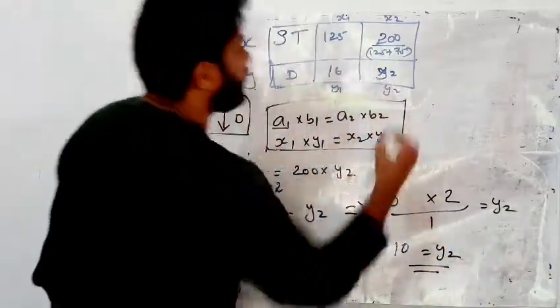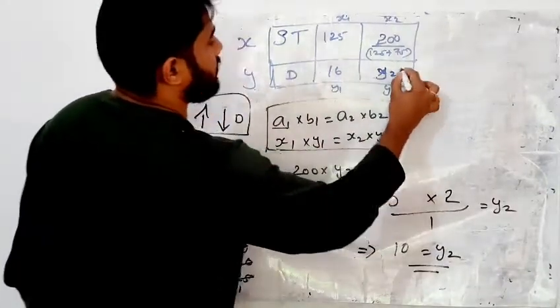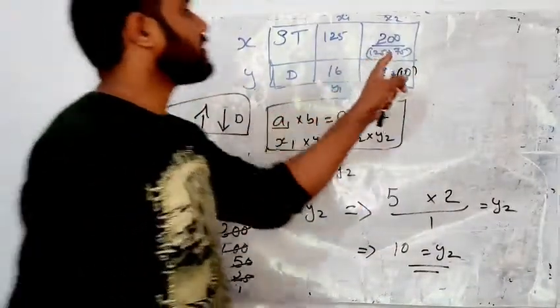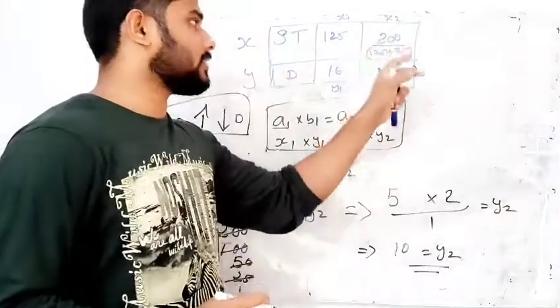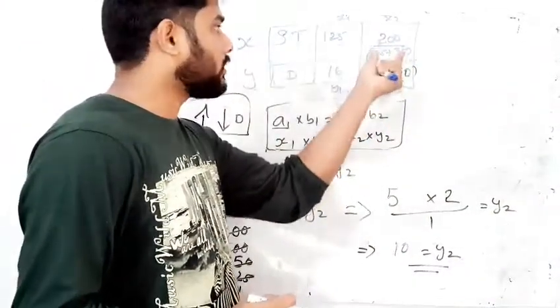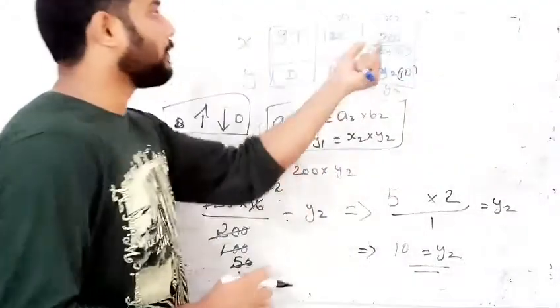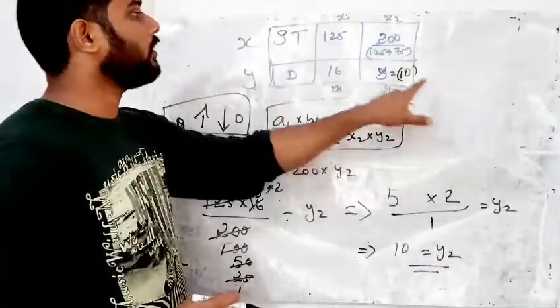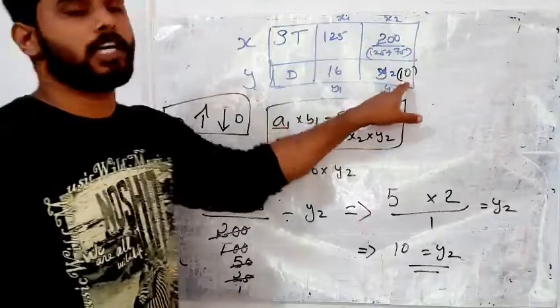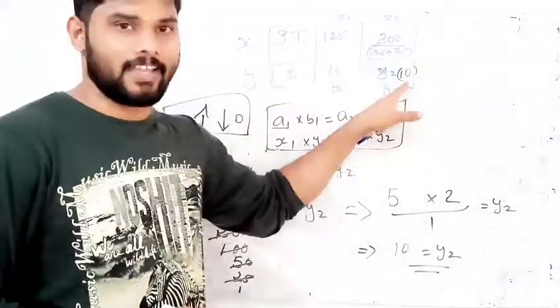So how many days are there? 10 days. So when 75 students increase, the student strength will become 200. Understand? It will become 200. Then the food lasts for only 10 days. Clear?